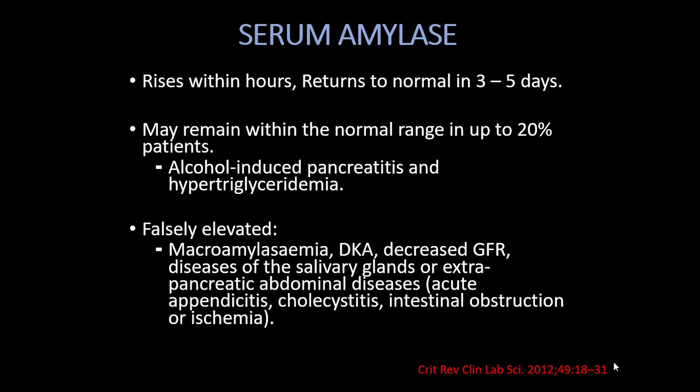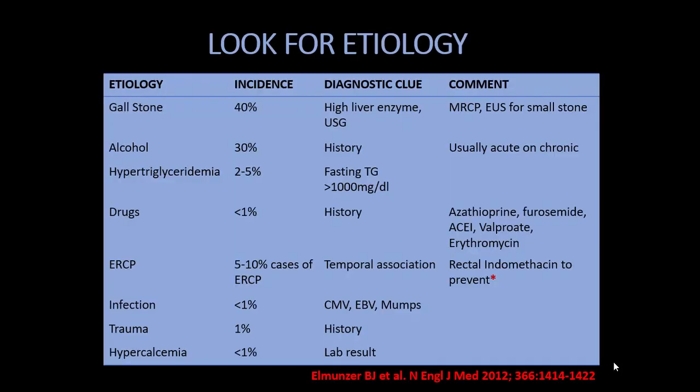Next is amylase. Amylase rises within the hour and returns to normal in 3 to 5 days, and in 20% of patients it may remain within the normal range. In alcohol-induced pancreatitis and hypertriglyceridemia, it can remain in the normal range. In certain conditions you will have a falsely elevated amylase level, like macroamylasemia, DKA, decreased GFR, disease of the salivary gland, or extrapancreatic abdominal disease like acute appendicitis, cholecystitis, intestinal obstruction, or ischemia.